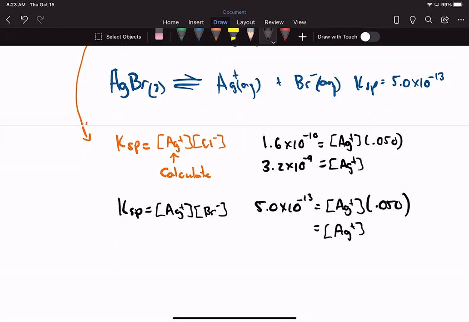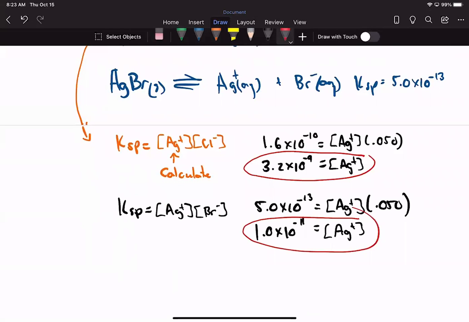And here, our value is 1.0 times 10 to the minus 11. So between these two concentrations, the smaller concentration, the smaller molar solubility, is going to precipitate out first. So silver bromide will precipitate first.